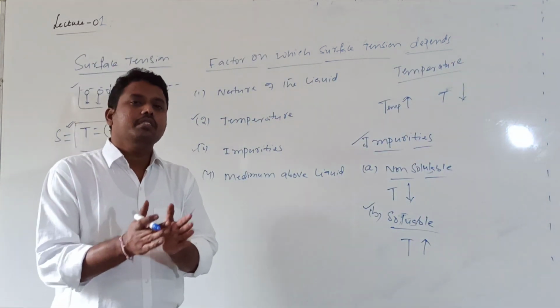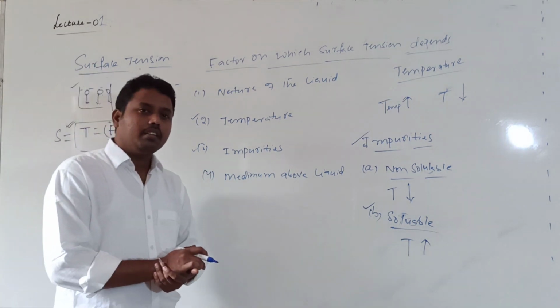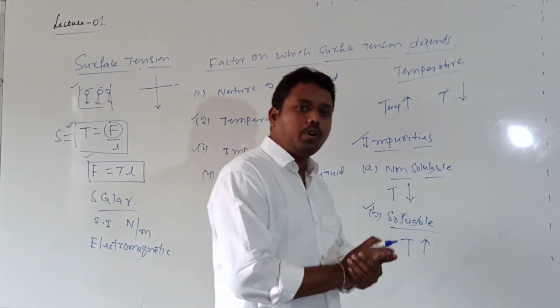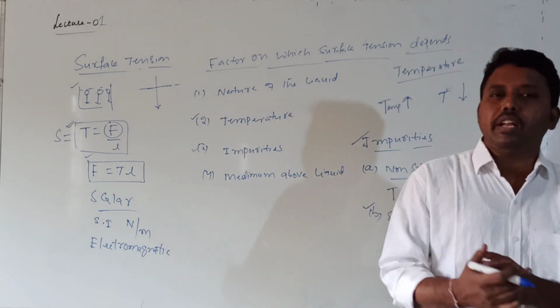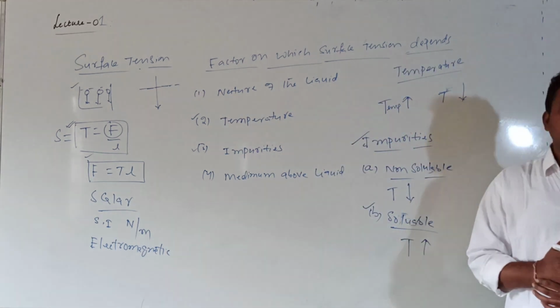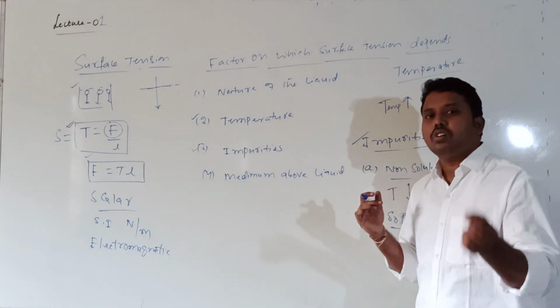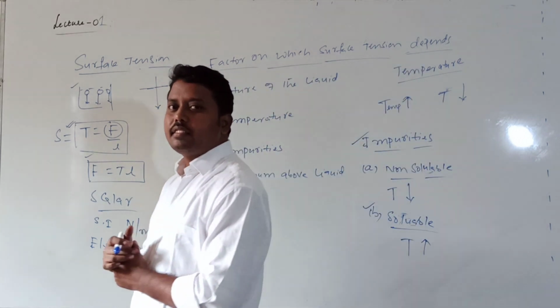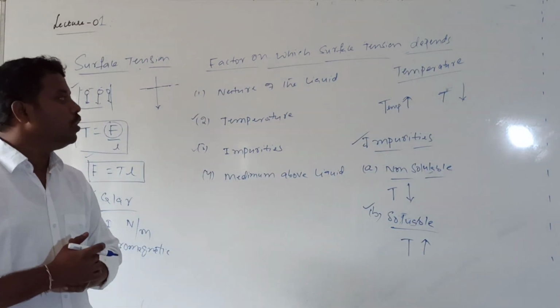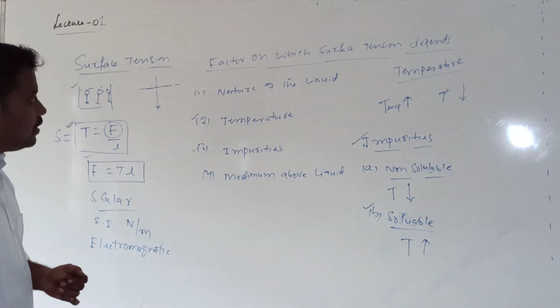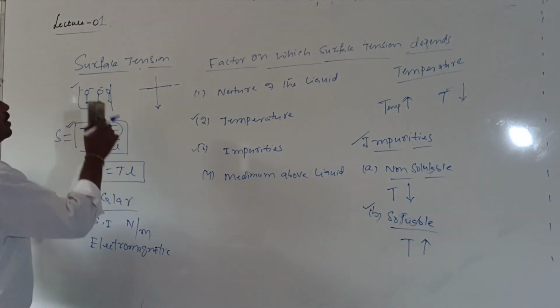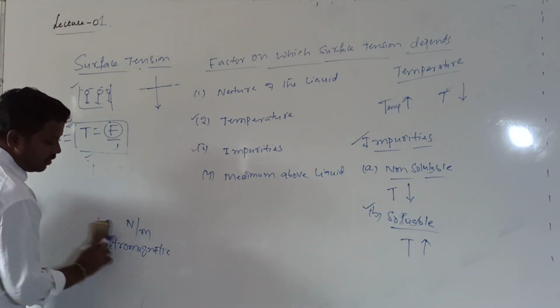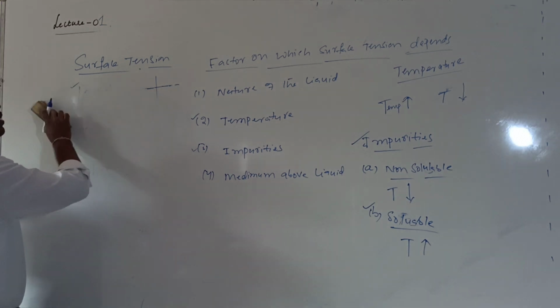You tell me, whenever salt is added to water, salt will be completely solvable in water. So due to it being completely solvable, what happens to the surface tension of water after adding salt? It will increase. Understood? So this is how surface tension value depends. Okay, so this is regarding surface tension and the factors on which surface tension value depends.